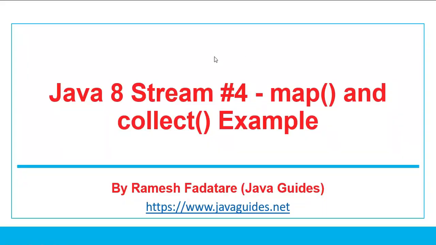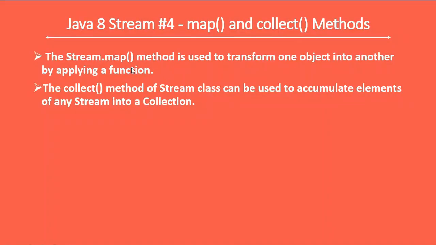This is the fourth part of this series, and in this part I'm going to show you how to use map and collect method with an example. So map method is used to transform one object into another object by applying a function, and we use collect method of a stream class to accumulate elements of any stream into collection. For example, you can use collect method to convert a stream into list, set or map.